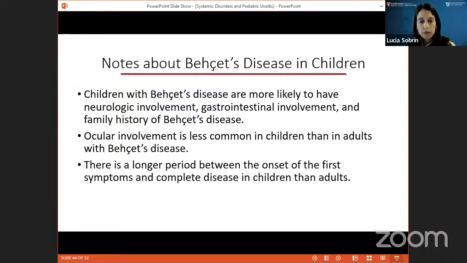This has already been covered by other speakers in the session, so I will just highlight a couple of differences. Children with Behçet's disease are more likely to have neurological involvement, gastrointestinal involvement, and as in our patient who has a strong family history of mouth ulcers, a family history of Behçet's disease. And ocular involvement is actually less common in children than in adults, and there's a longer period between the onset of the first symptoms of Behçet's and development of the complete disease in children compared to adults.